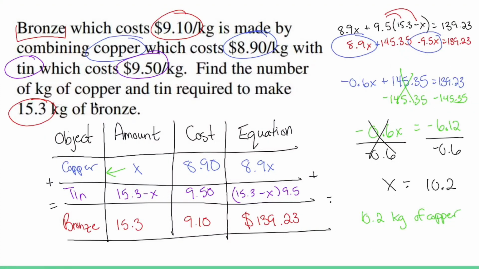They want us to find copper and tin. How do we find tin? Well, tin was 15.3 minus x. So let's go somewhere down here and do 15.3 minus the x that we got, which was 10.2. And 15.3 minus 10.2 is 5.1. So 10.2 kilograms of copper, 5.1 kilograms of tin. And that's what we need to answer this problem.